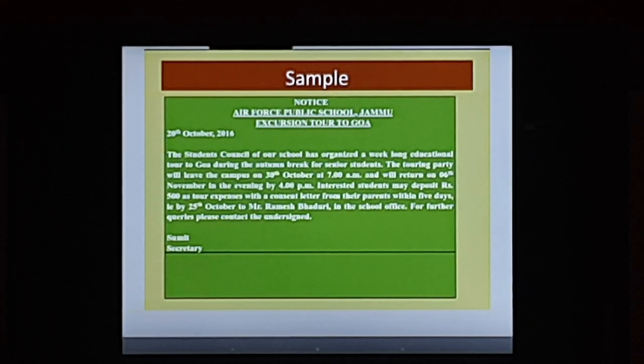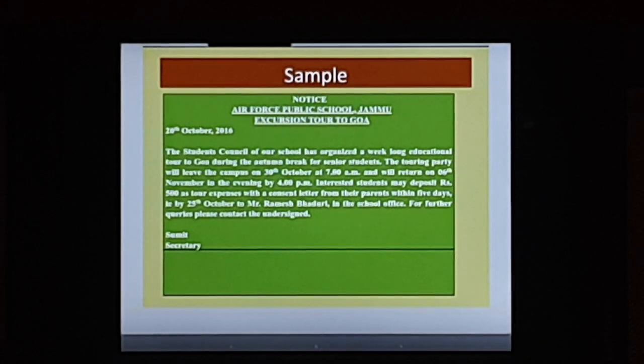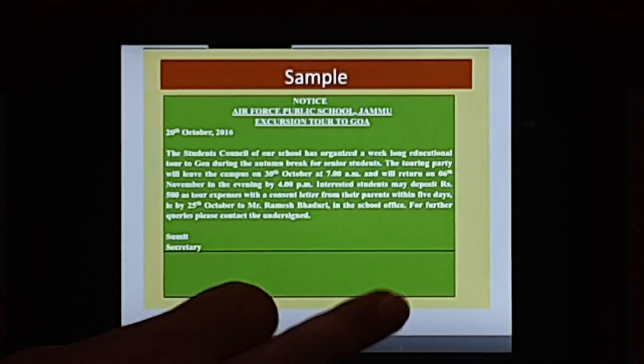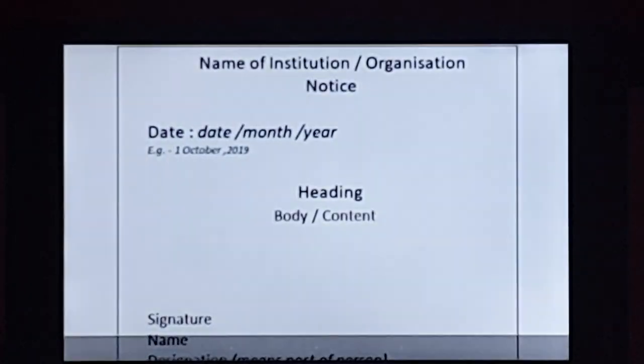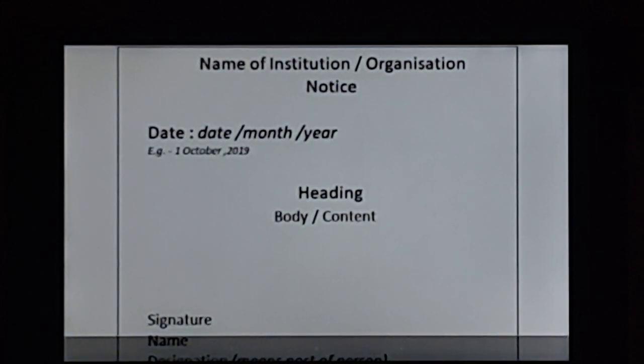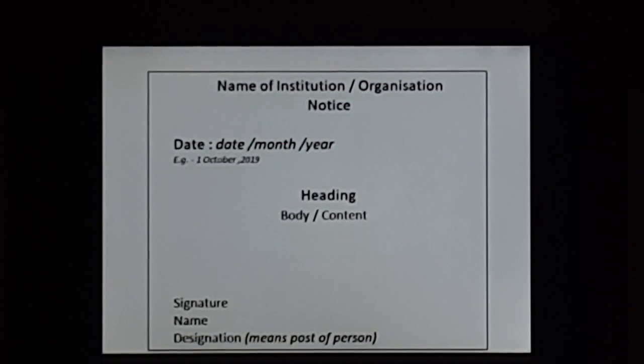And this is the sample again. Notice word, then the name of the organization, then the subject, then the date, body, signature. The name of the person is not mentioned here, but the designation. And these are other notices which you can put up. Now coming to our main topic, this is how we are putting the format in our notice.